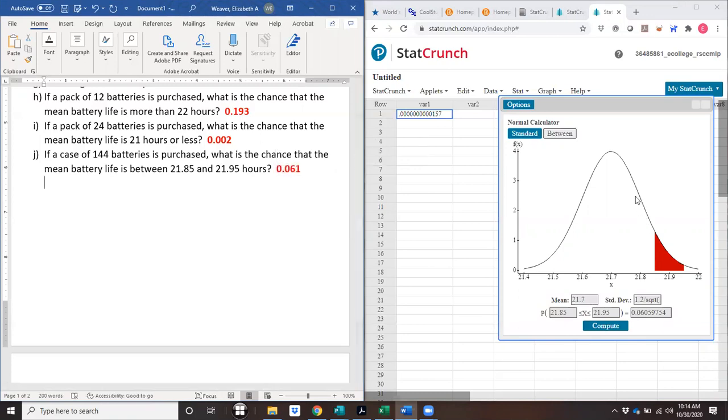And so hopefully that helps both with understanding what we're doing with Chapter 8 and then also how to use the normal calculator.